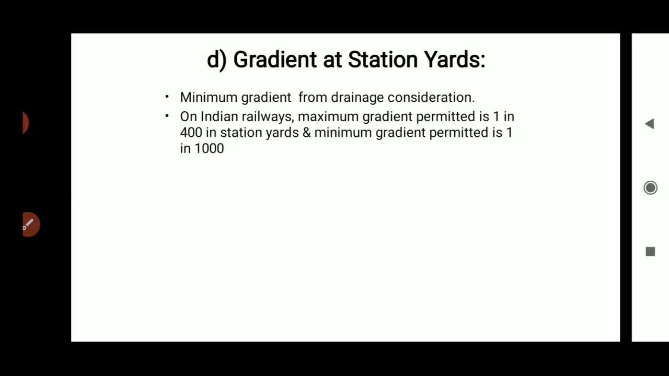So these are the different types of gradients which we can see in the railway track. This is all about today's class. In the next lecture we will discuss super elevation. Okay, thank you.